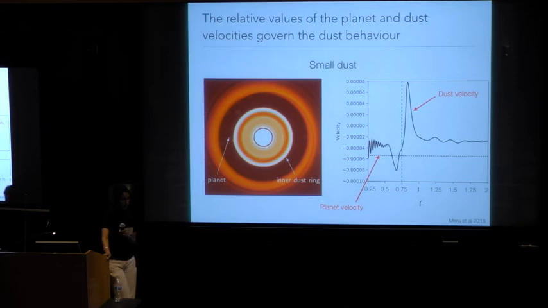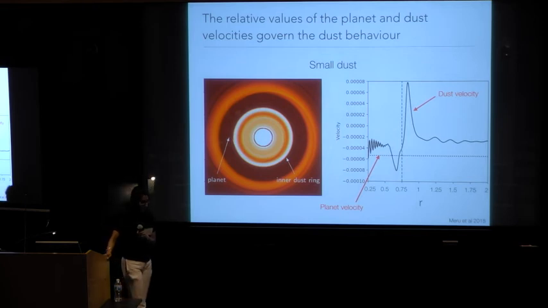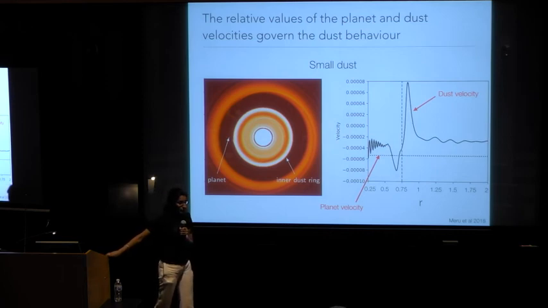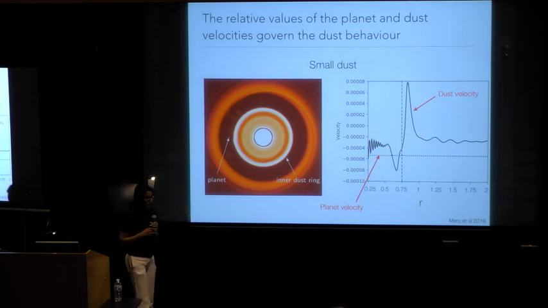If I understand, the reason why you have the inner dust ring is because the small dust is moving slower than the planet. But if this dust is small, then it should move with the gas, with the gas radial velocity. So this essentially implies that the planet is moving faster than the gas. So the planet migration would be faster than the viscous rate in this case. Is this the case?